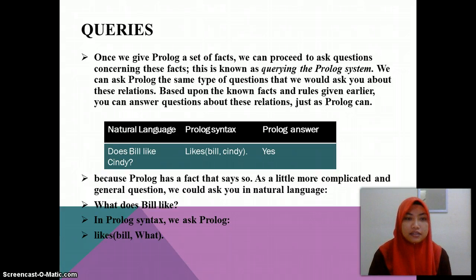In natural language: does Bill like Cindy? In Prolog syntax: likes(bill, cindy). Prolog's answer is yes, because Prolog has a fact that says so. As a little more complicated and general question, we could ask in natural language: what does Bill like? In Prolog syntax, we ask likes(bill, What).